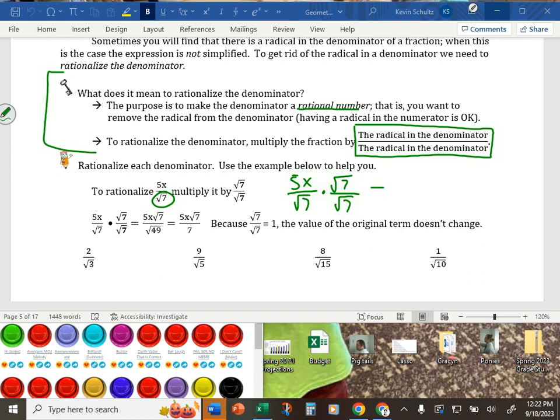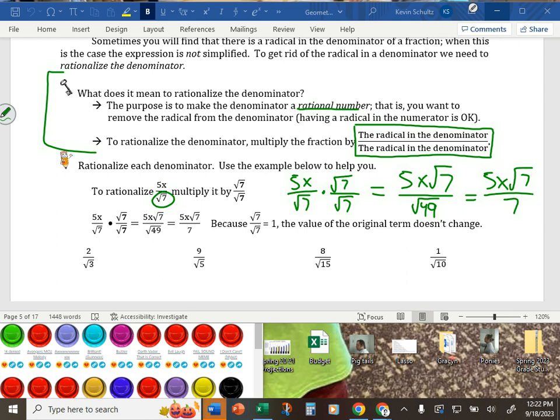This is no exception. If you think back to how to multiply fractions, you multiply straight across, which means our numerator will be 5x times root 7, which we have to keep kind of separated. We can't combine a root with a non-root, right? 5x root 7. But our denominator, root 7 times root 7, is root 49. Why do we like root 49? It's a perfect square. Meaning that we can simplify this to be 5x root 7 over 7.